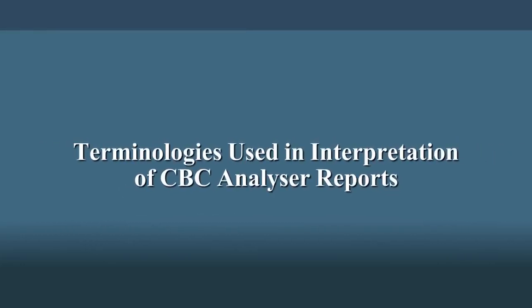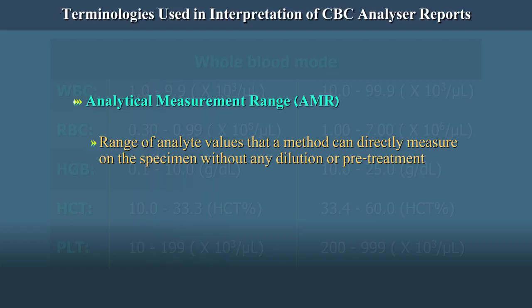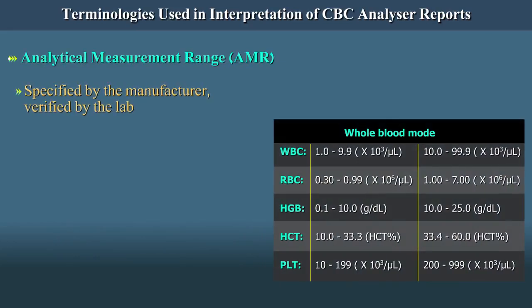Terminologies used in the interpretation of CBC analyzer reports. First, let us discuss some terms used in ISO with regard to ranges. Analytical Measurement Range, that is AMR. The AMR is the range of analyte values that a method can directly measure on the specimen without any dilution or pre-treatment. This range is also called the linearity and is specified by the manufacturer but needs to be verified by the lab. This range is fed in the machine by the manufacturer.